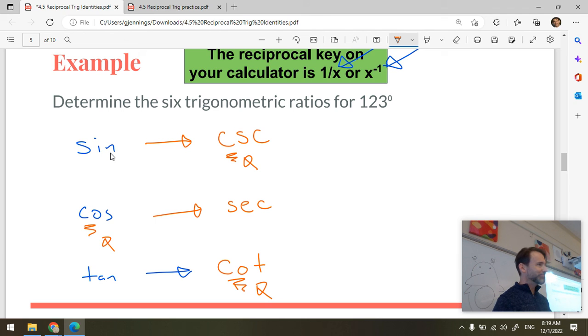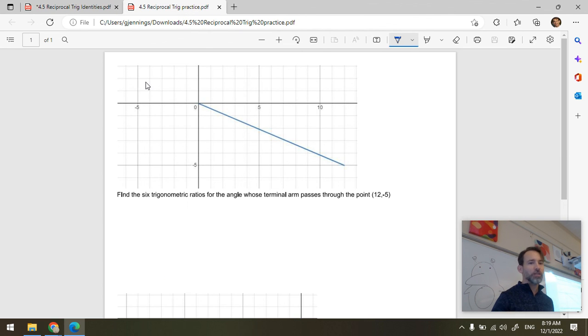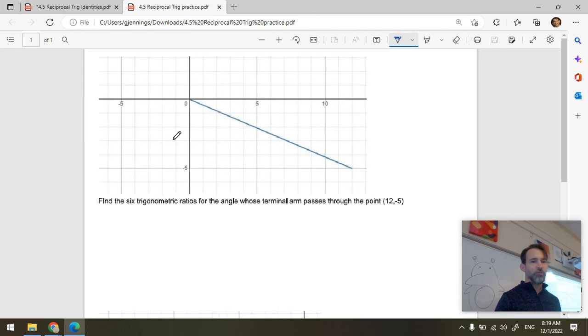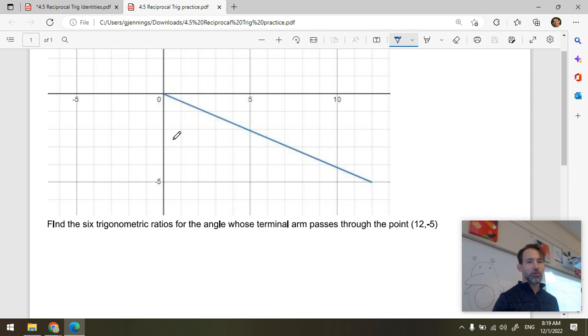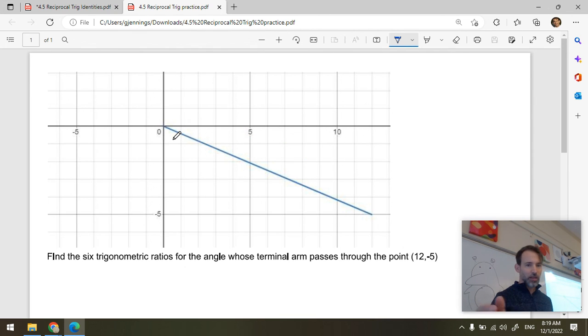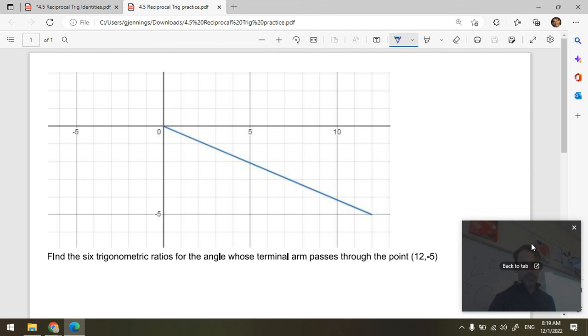So we just learned 3 whole new trigonometric ratios. Let's take a look at some problem types that you might be asked by fiendish math teachers. We might ask you to find all 6 trigonometric ratios for angles that look like this. So let's try this one.